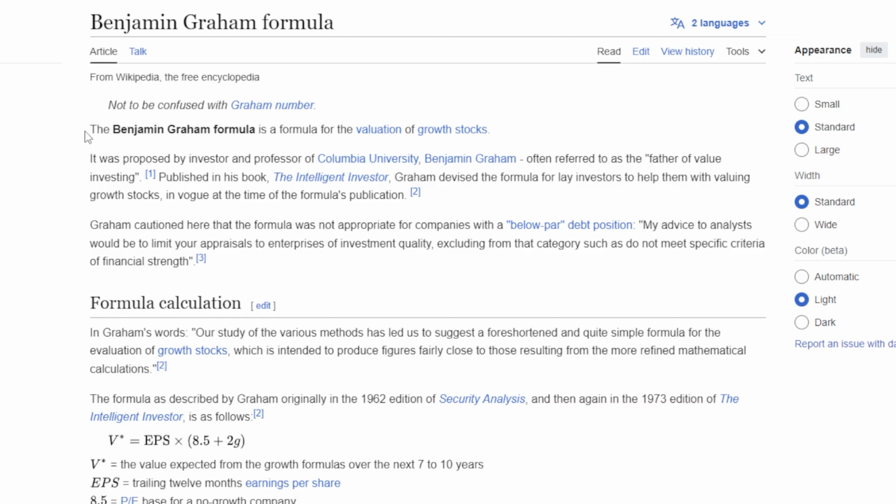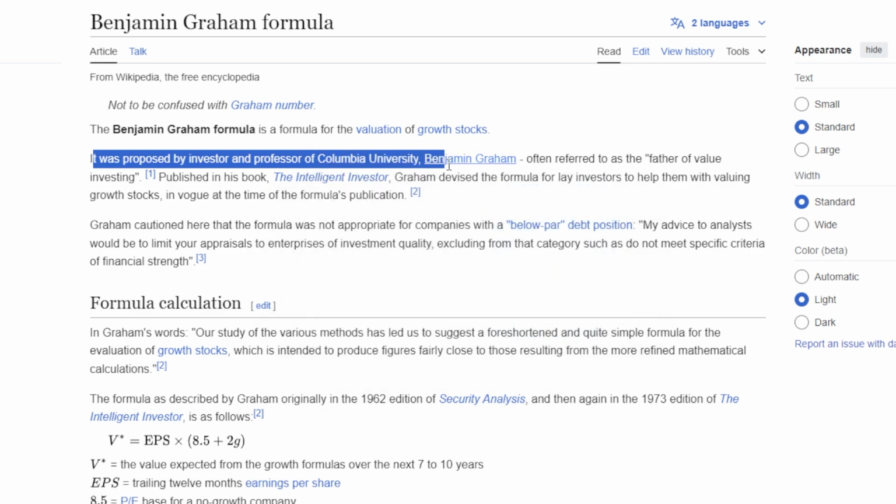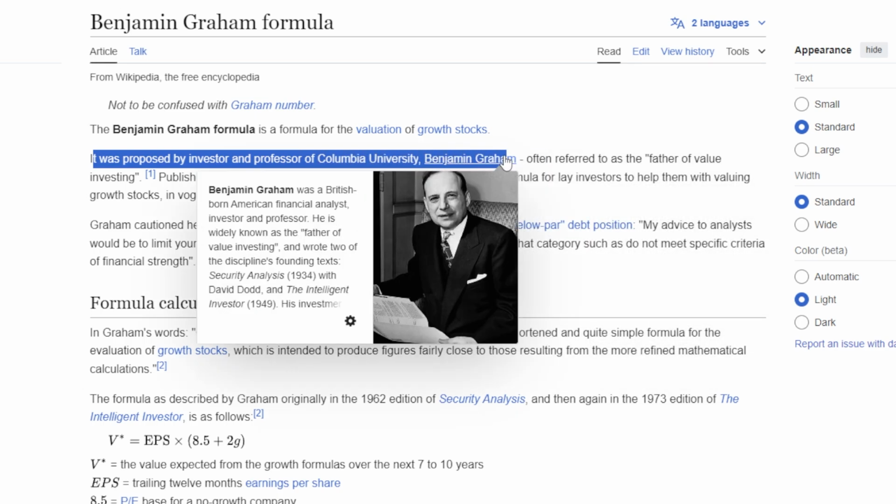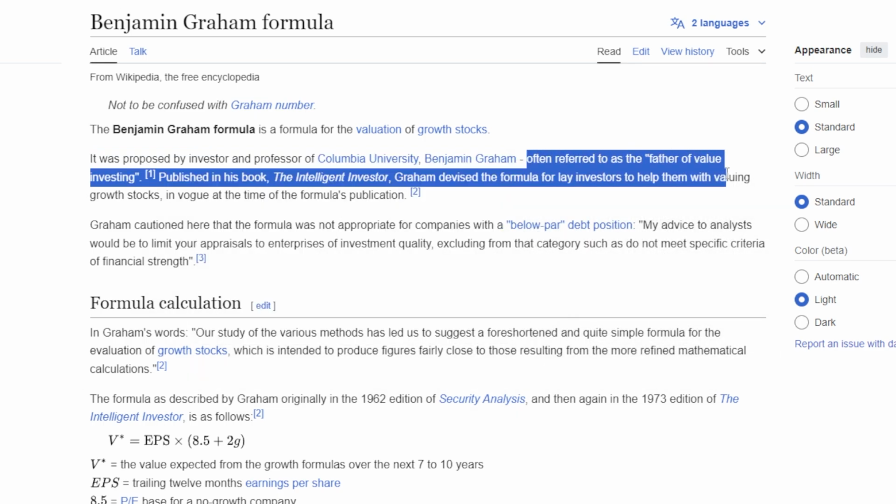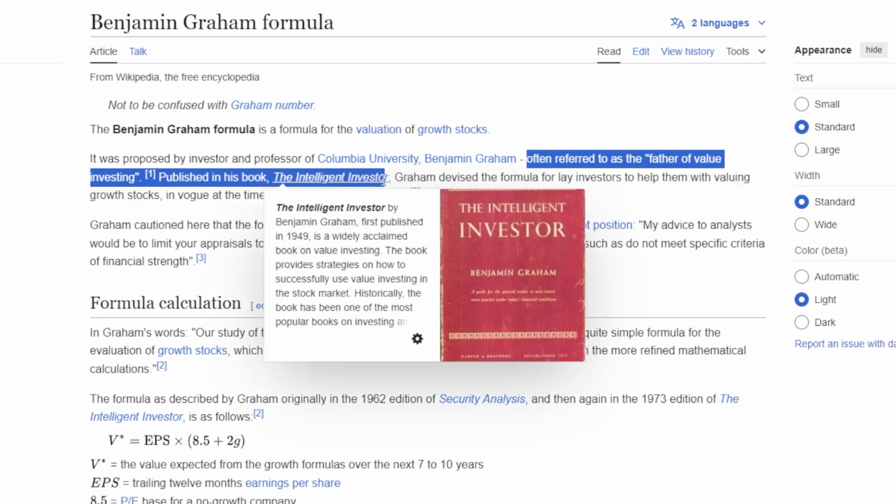Now, right here it says the Benjamin Graham formula is a formula for valuation of growth stocks. It was proposed by investor and Columbia University professor Benjamin Graham, here's a picture of him right here, who was often referred to as the father of value investing, published in his book, The Intelligent Investor, which if you haven't read this book, definitely check it out. It's definitely one of the most famous investing books across the entire world.